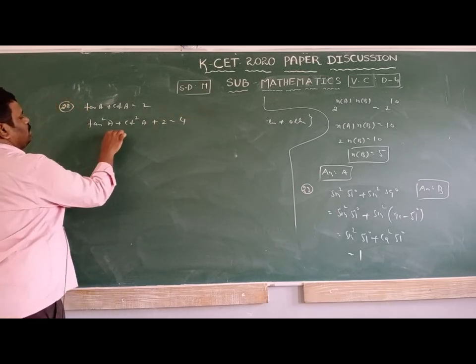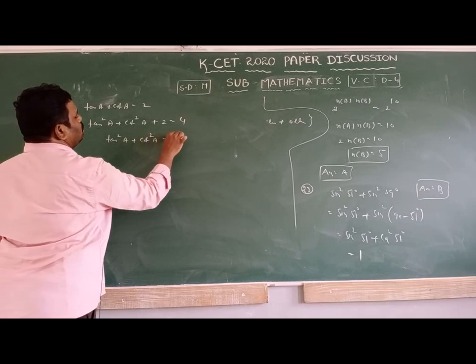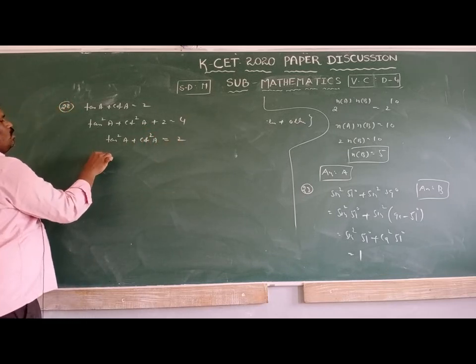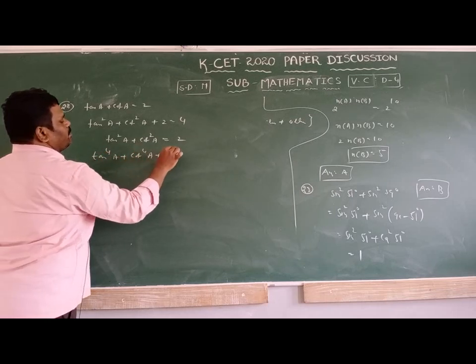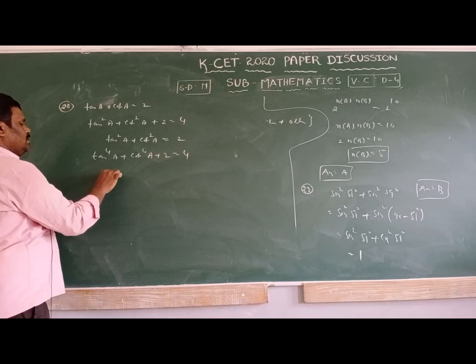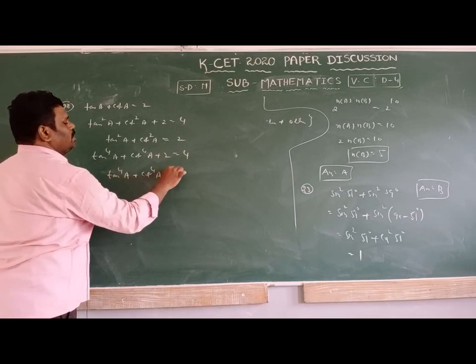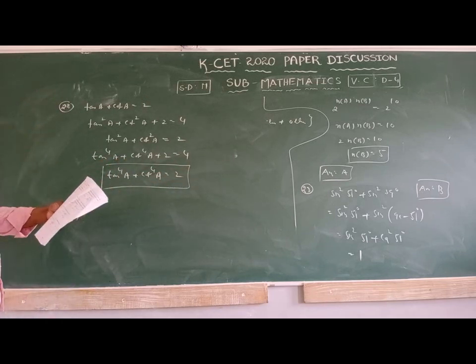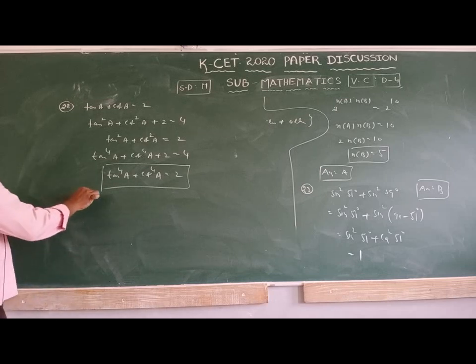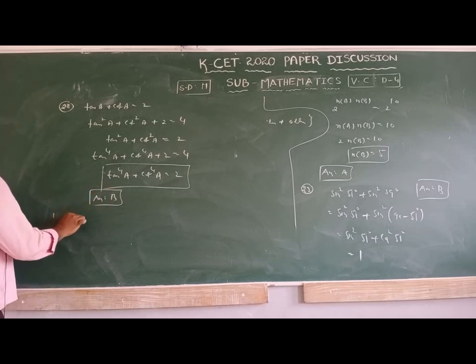Then tan square A plus cot square A is equal to 2. Again applying the whole square: tan power 4A plus cot power 4A plus 2 is equal to 4. Then tan power 4A plus cot power 4A is 4 minus 2, which is 2. So which option is correct? Option B. Answer B is correct.